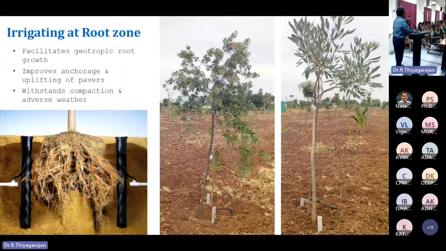Okay, now how do you irrigate a tree? How have you been irrigating trees?